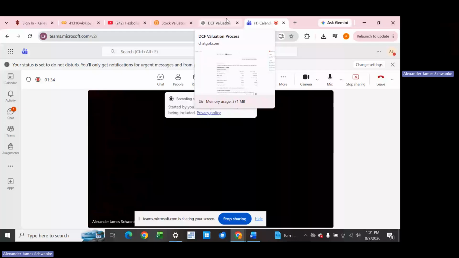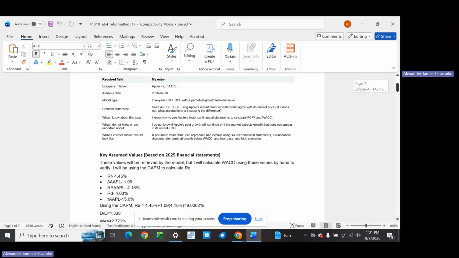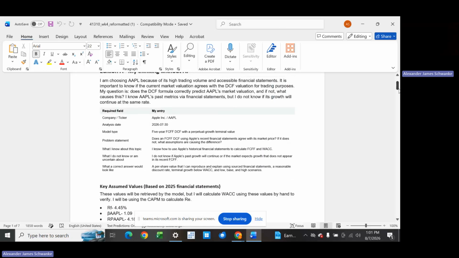So I chose Apple as my stock, and I valued Apple using a 5-year FCFF DCF model. I started with their 2025 fiscal year statements. I projected 2026 to 2030 using the perpetual growth method for terminal value. My main question was, is this DCF value accurate to Apple's 300-something dollar value? And if not, I wonder what the differences are, WACC or whatever.